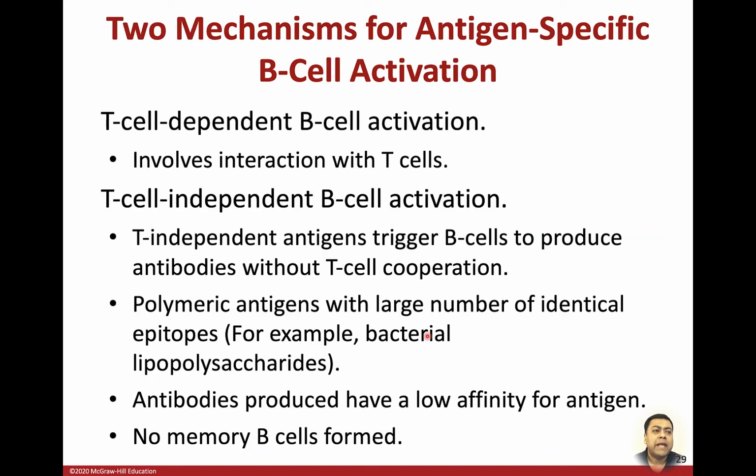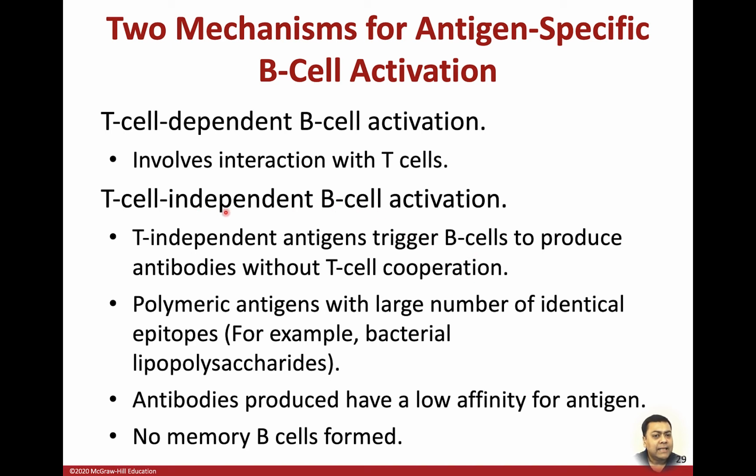So there are two mechanisms of B cell activation. One is called T cell dependent activation, which involves interaction with the T cell. On the other hand, there is T independent activation, which is triggered by the B cells to produce antibodies without the T cell. So how does it happen?